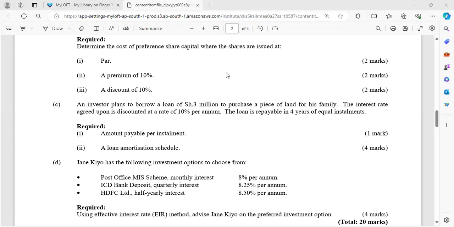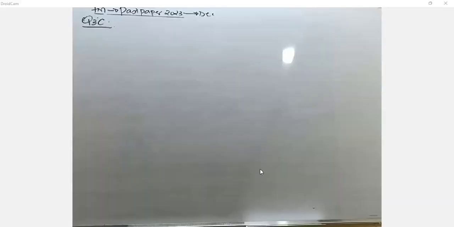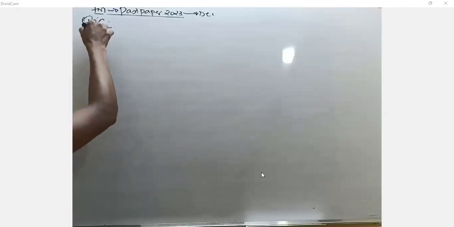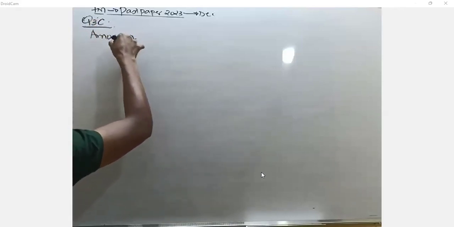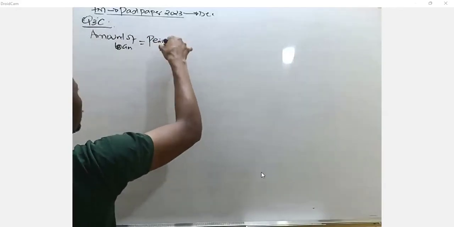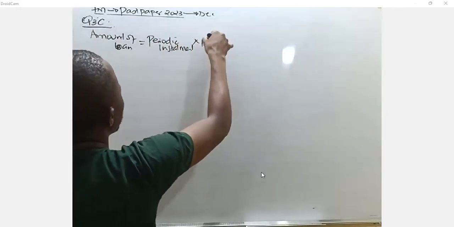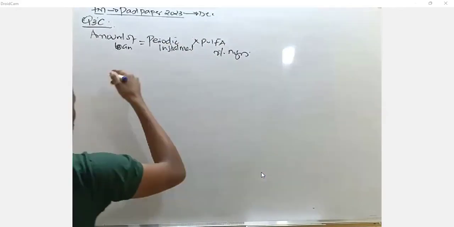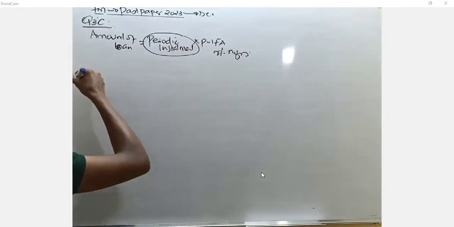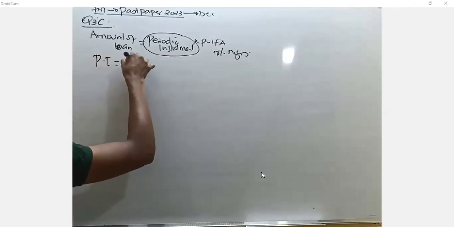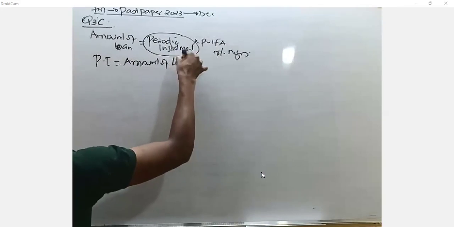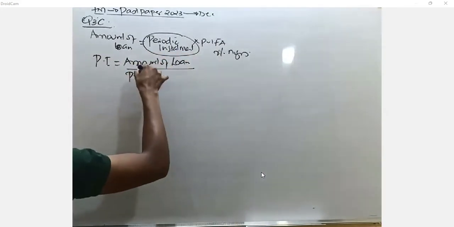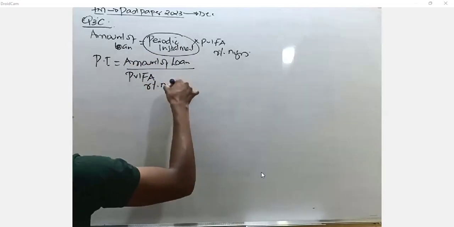So in this case, if this is what you are handling now in an exam, you'd be able to tell me how to get our amount of loan. To get our amount of loan, we take our periodic installments and multiply by the present value interest factor annuity, R percent, N years. Because the examiner doesn't give you the periodic installment, to get our PI we normally take the amount of loan and divide it by the present value interest factor annuity, R percent, N years.